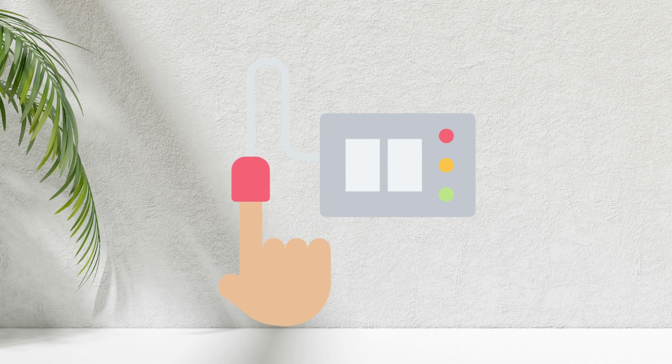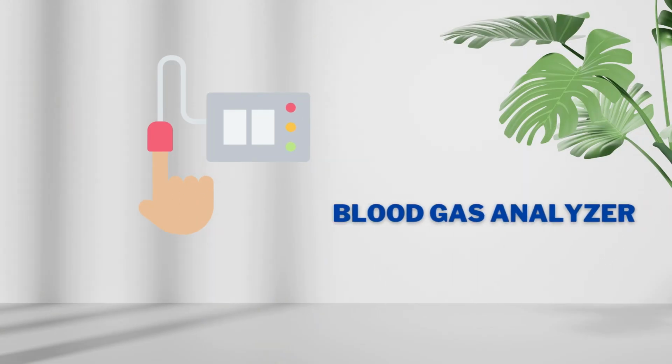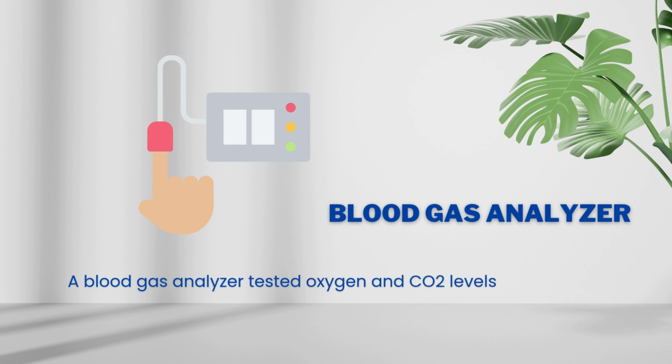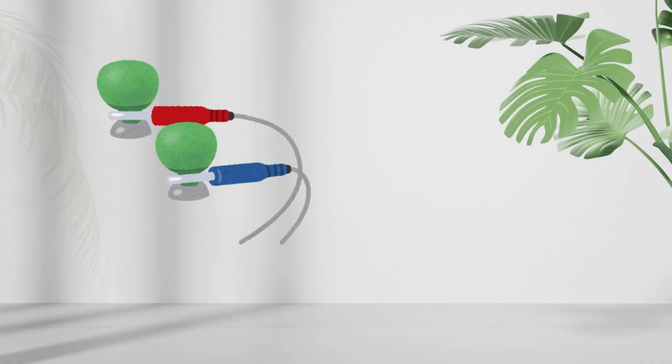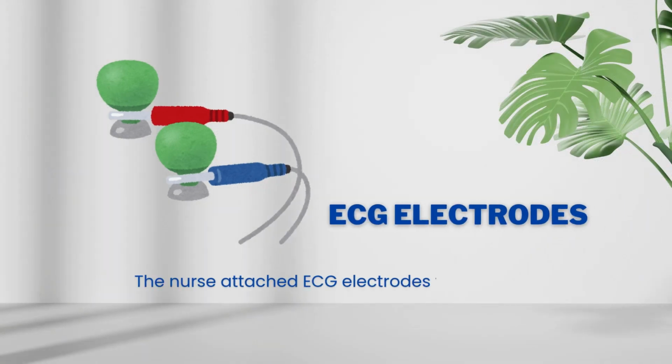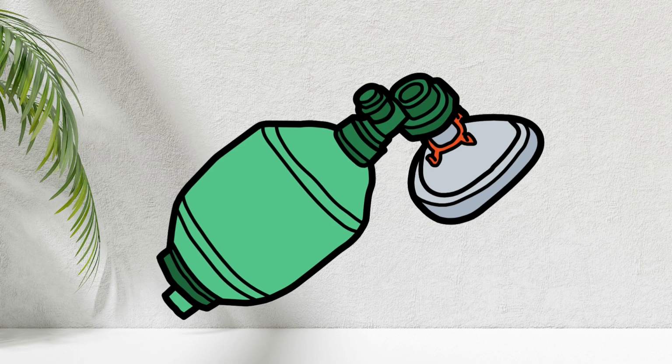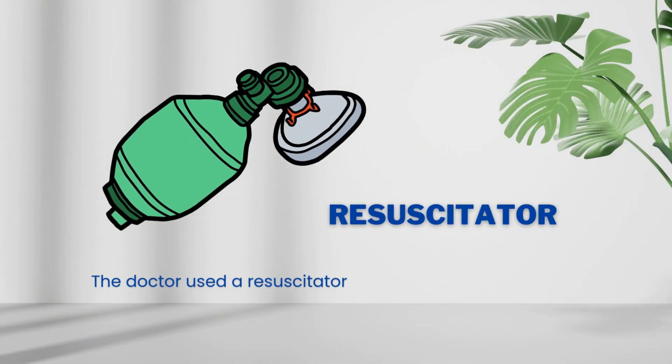Blood gas analyzer. A blood gas analyzer tested oxygen and CO2 levels in the blood. ECG electrodes. The nurse attached ECG electrodes to my chest. Resuscitator. The doctor used a resuscitator to help the patient breathe.